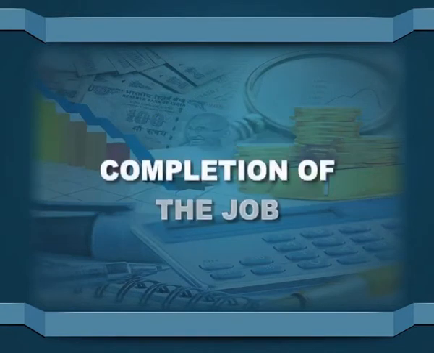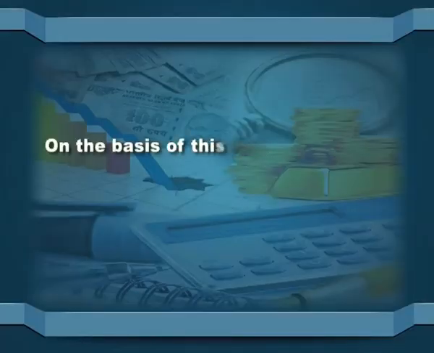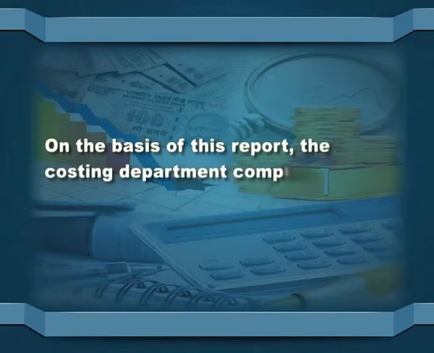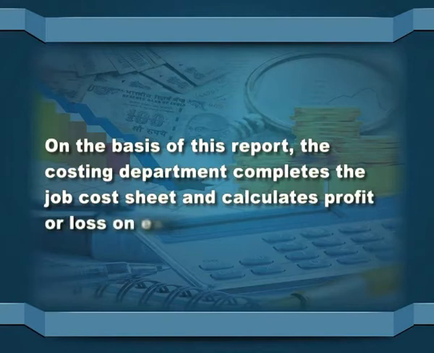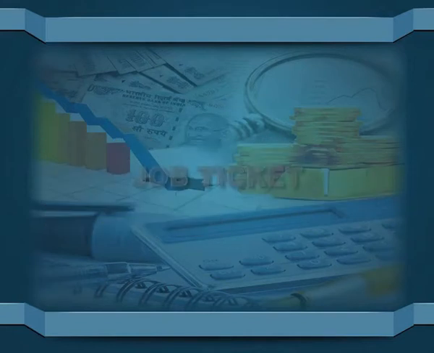Number 6. Completion of the job. After completing the job, the production department sends a completion report to the costing department. On the basis of this report, the costing department completes the job cost sheet and calculates profit or loss on each job.